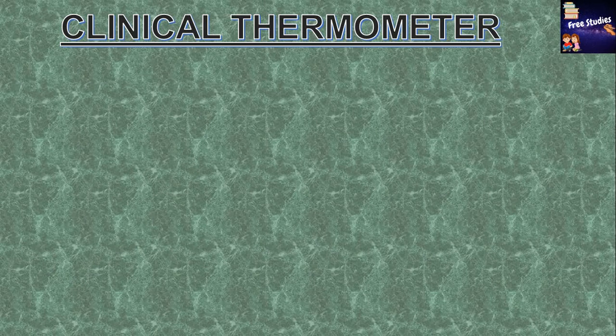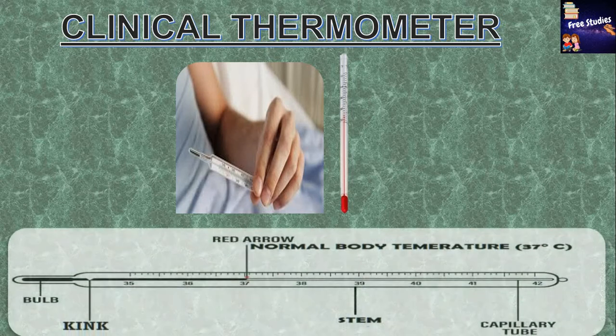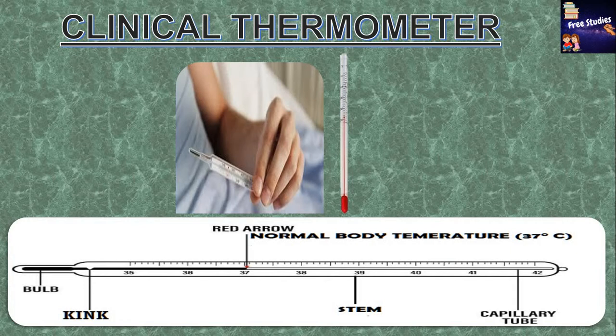Now, we will learn about a clinical thermometer. The laboratory thermometer cannot be used to measure the human body temperature. Thus, a clinical thermometer is used to measure the temperature of a human body. The construction of a clinical thermometer is the same as that of a laboratory thermometer. The only difference is that there is a slight bend in the stem just above the bulb.